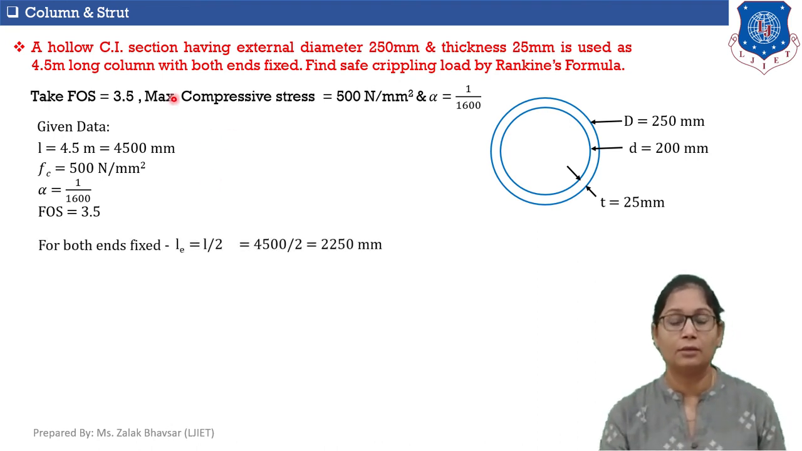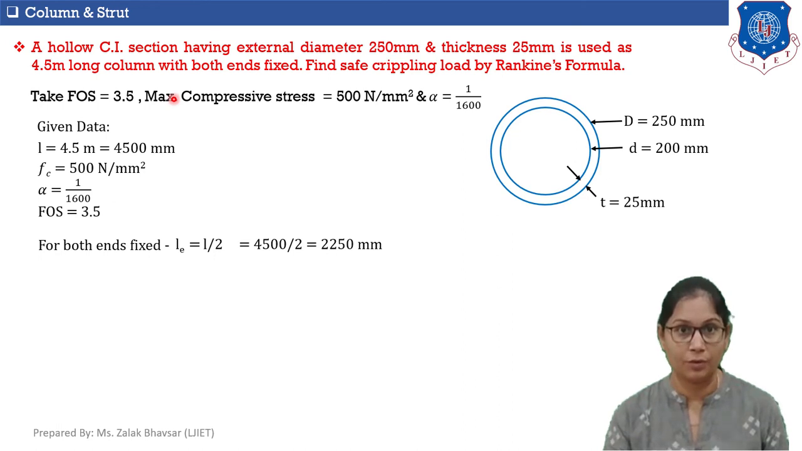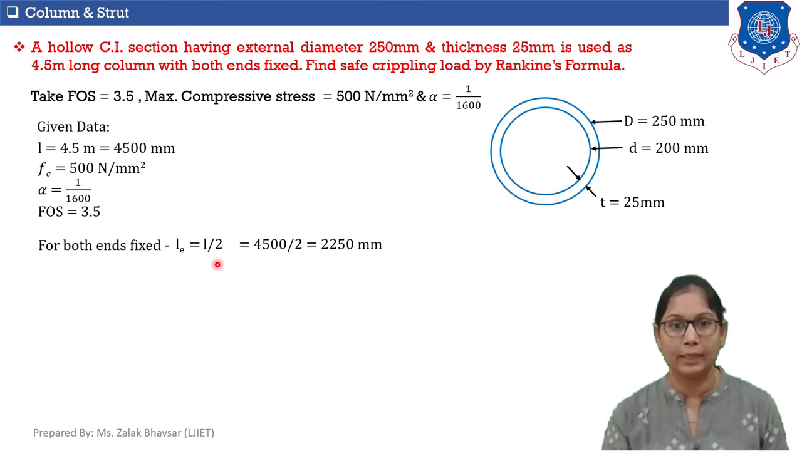Here the column end condition is given. Both ends of the column are fixed, and we know that when both ends of the column are fixed, the effective length of the column LE is equal to L by 2. Here the original length of the column is 4500 divided by 2, so I get LE equal to 2250 mm.